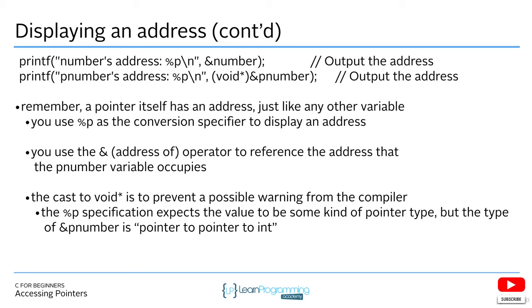Right? That's the address of the pointer. And then again, the pointer has a value of an address. The cast to void star is to prevent a warning from the compiler. Specifically, the %p specification expects the value to be some kind of pointer type, but the type of ampersand p number is a pointer to a pointer to int. And so you have to cast it.